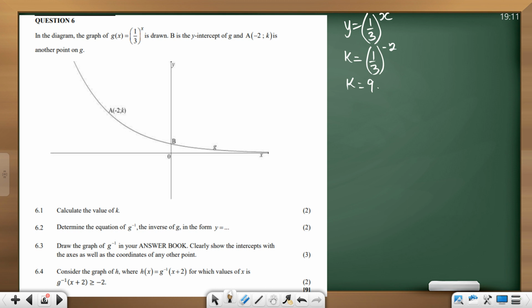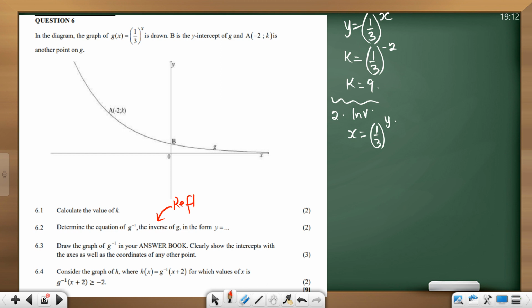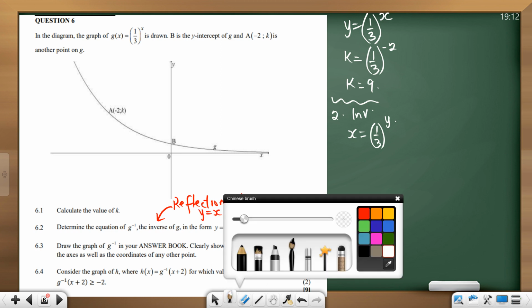Determine the equation of the inverse. Okay. What do we know? Inverse. Anywhere we see x, we put what? Y. So already, can we inverse it? X equals to what? 1 over 3 to the power of what? Y. Guys, if the examiner wants to ask you for inverse, sometimes they will not use y equals to x. Inverse means a reflection along the line y equals to what? X.